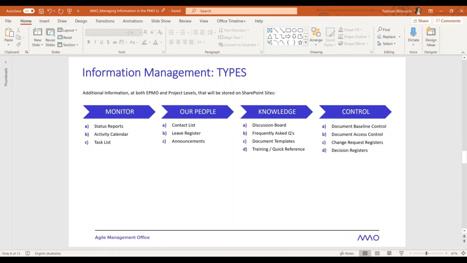Continued over, this is a little bit more information, but this particular slide references some of the non-project phase specific documentation. You can see that information relating to your people, information relating to knowledge sharing, and information relating to access control. So these are non-project specific. They would apply to a team or a department or a program. You'd even have them, we've got these in our business as well for our own internal purposes.